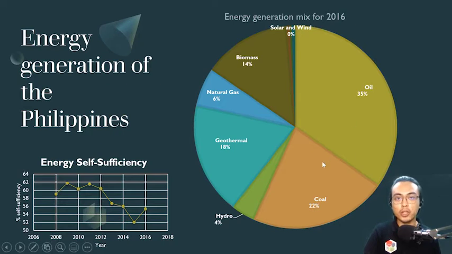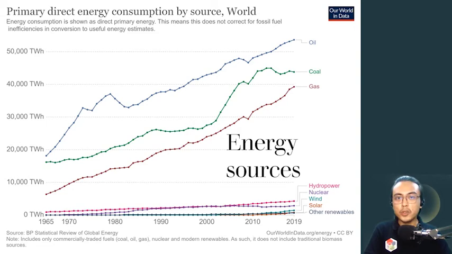That's why we import the majority of our oil and coal needs. This is another view that we can take regarding our different energy sources and how much we are extracting throughout the years. You can see that the general trajectory for oil, coal, and gas, the three biggest non-renewable sources of energy that we are using, is still steadily increasing up to this day.